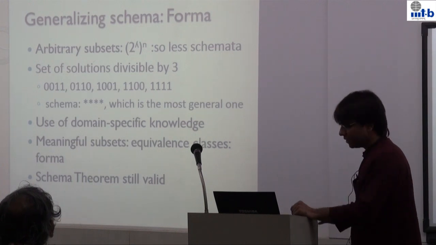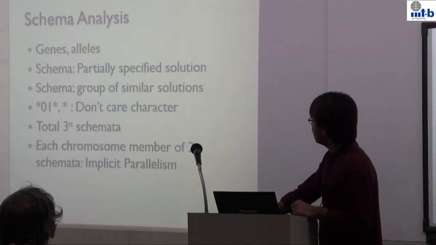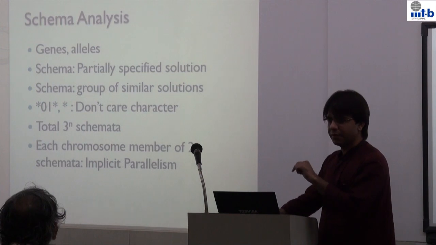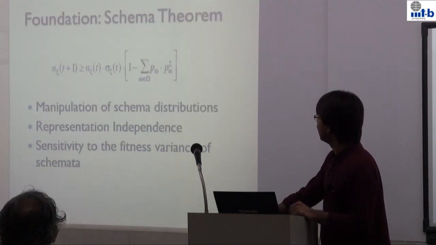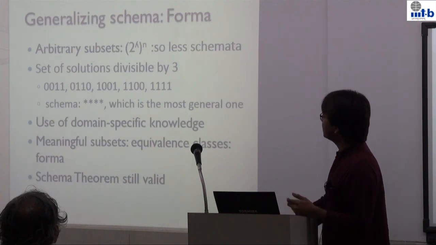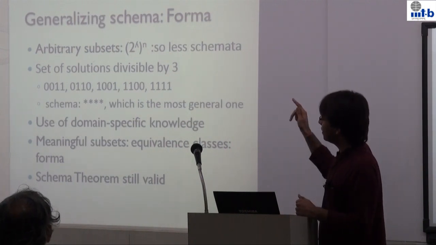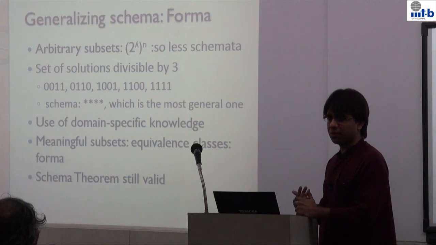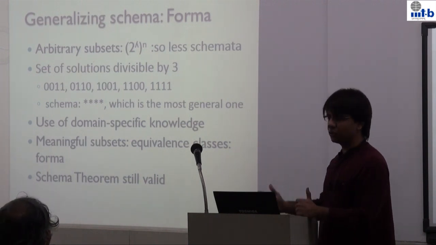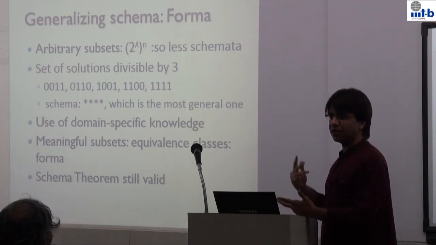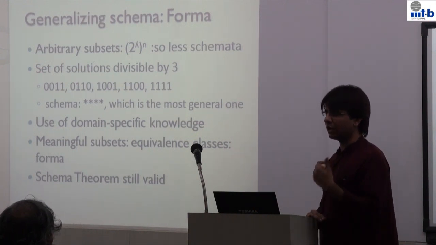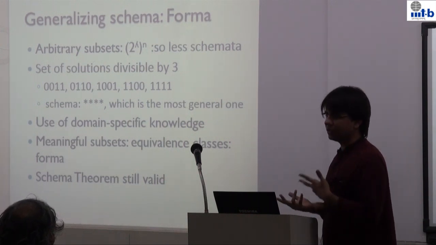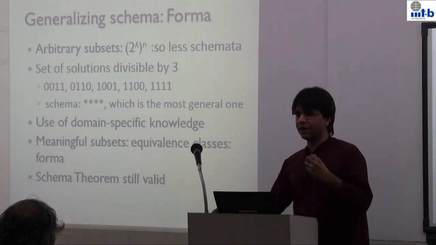So now as we saw, the total number of schemata for n, the length of the chromosome considered to be n, is 3 raised to n. But arbitrary subsets can be 2 raised to, here if we consider lambda equals 2 as we are talking about the binary representation, so it would be 2 raised to 2 raised to n. So there are many possible subsets, greater than the total number of schemata possible. So we cannot represent each and every subset. So there should be another formalism where we can define each and every subset.